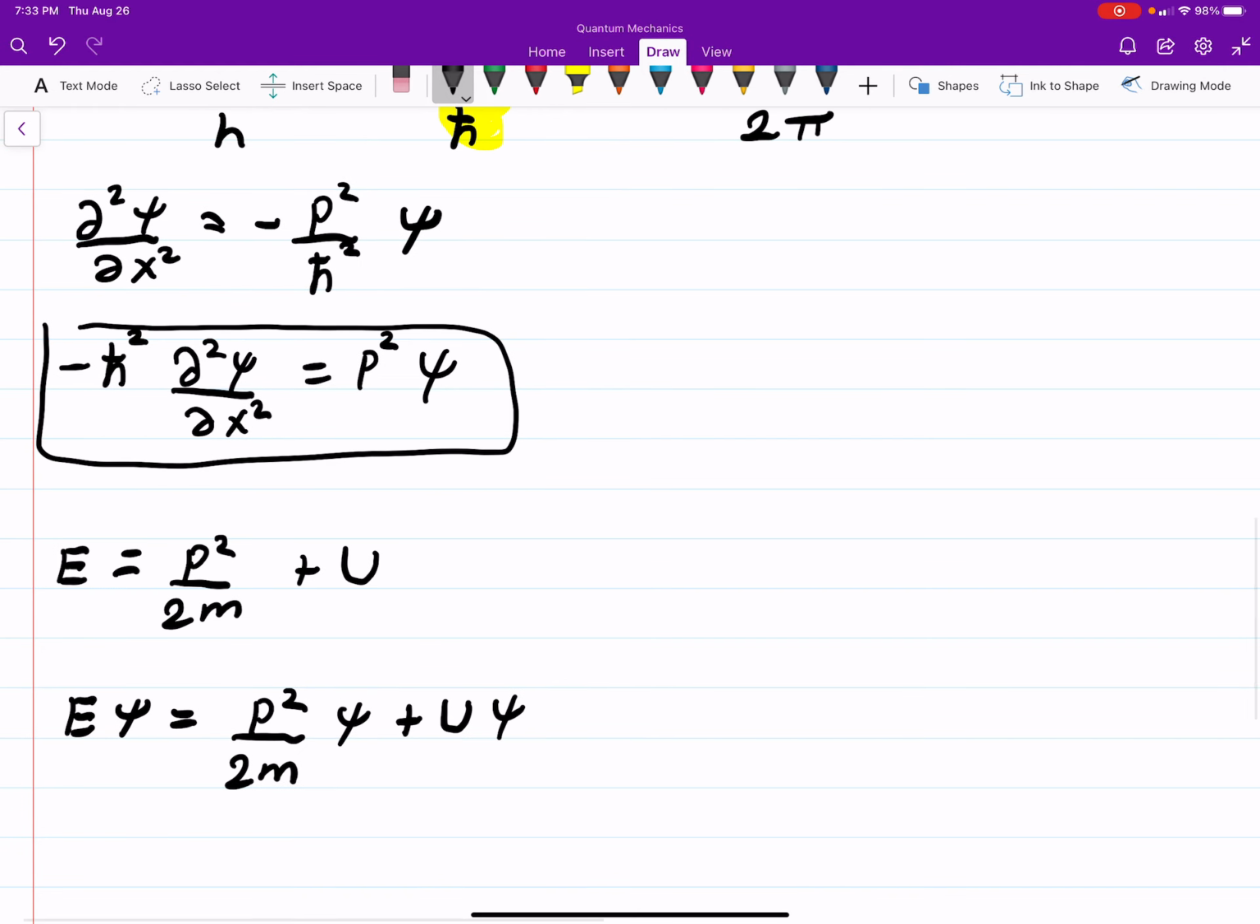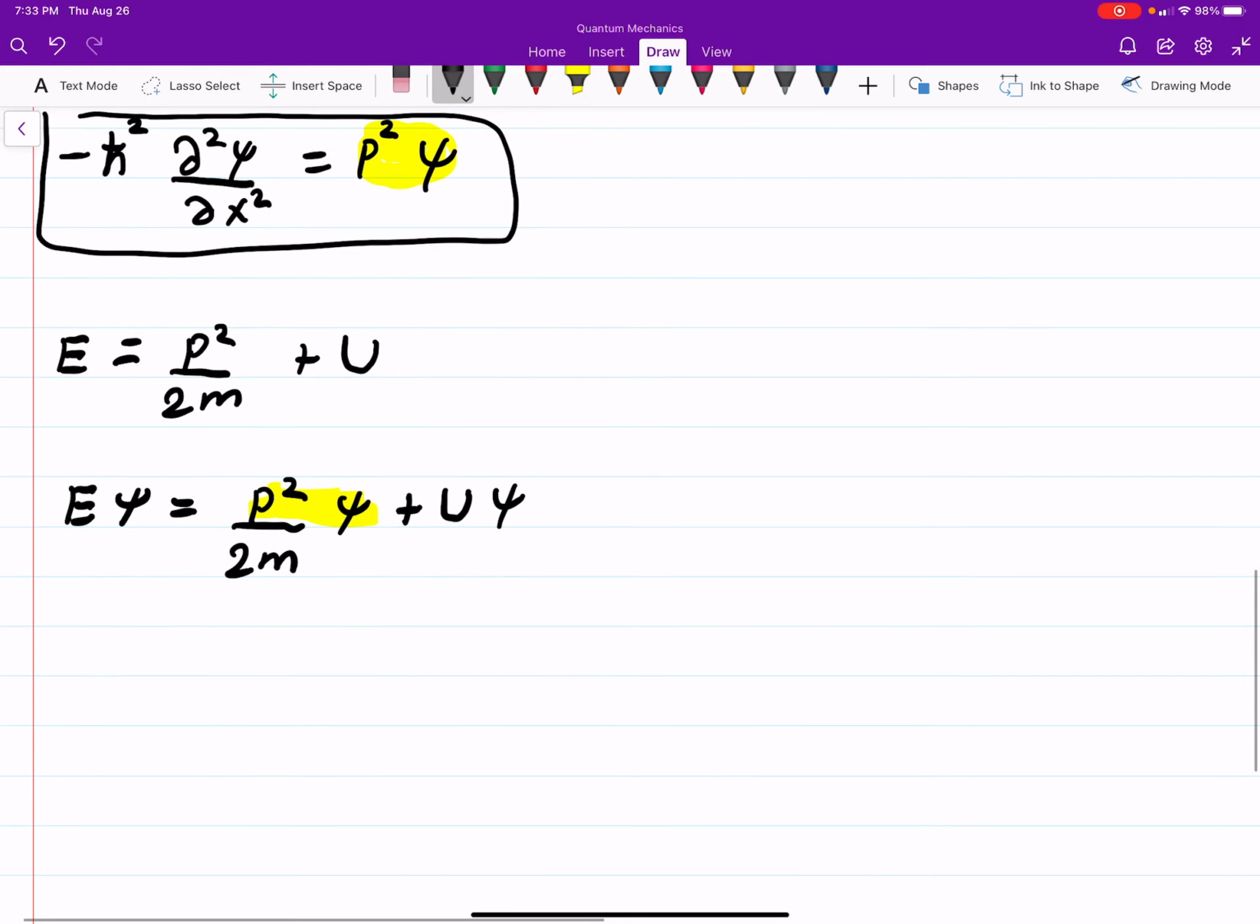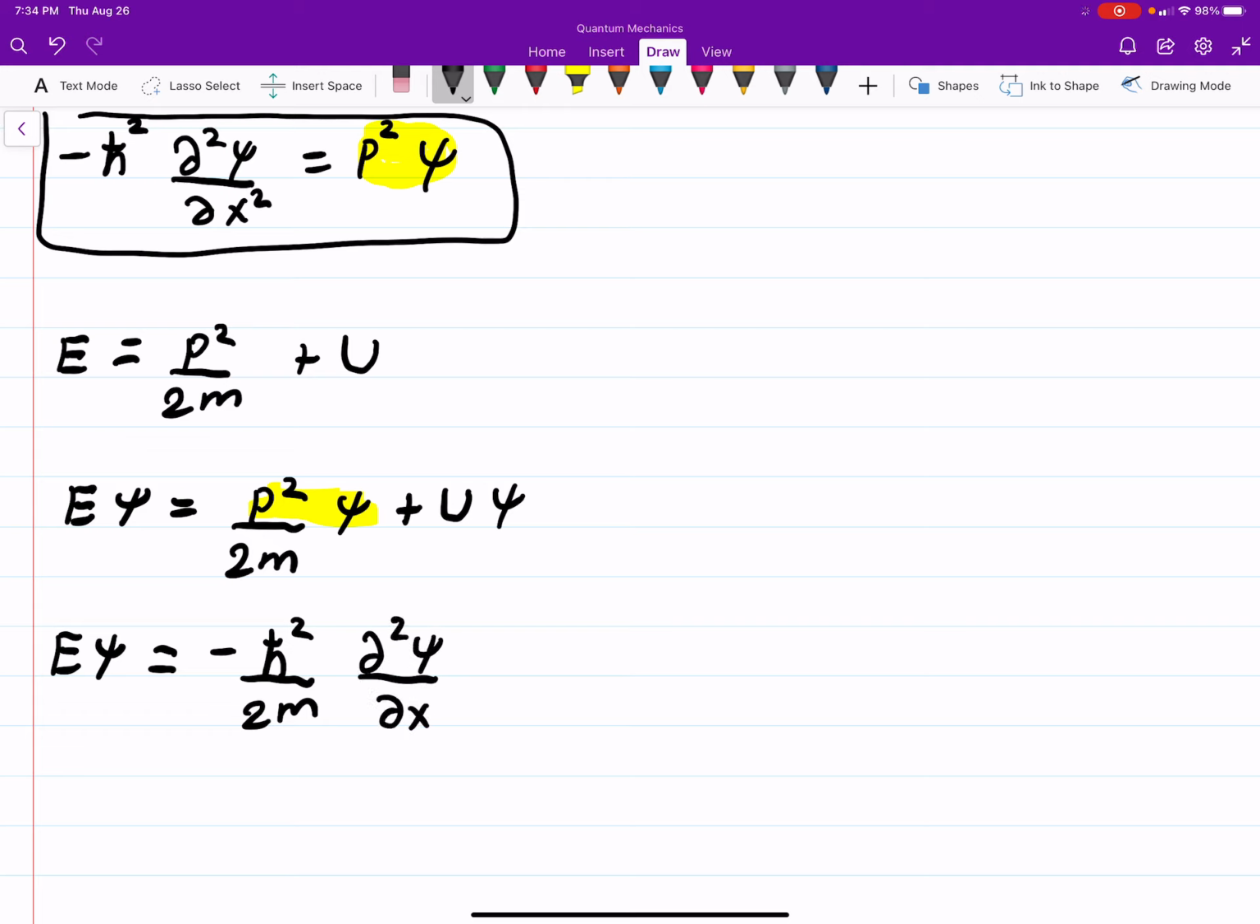Now this box part, p squared psi, is right here. So I could just put the left-hand side into it. So we have E psi equals minus h bar squared over 2m, and then we just are going to have our second derivative of psi with respect to x plus u times psi. Okay.